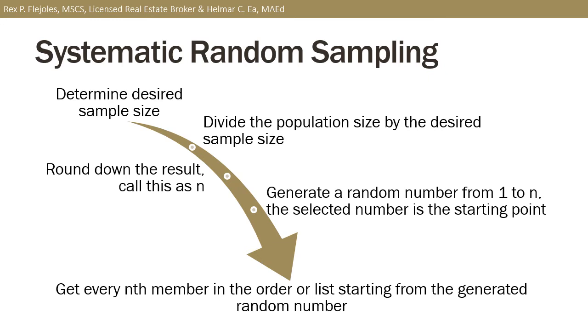There is a need to round down the result in order not to get a sample out of the list, but this excludes more members at the later part. This is part of the reason why there are some who do not consider this as a probability sampling technique.